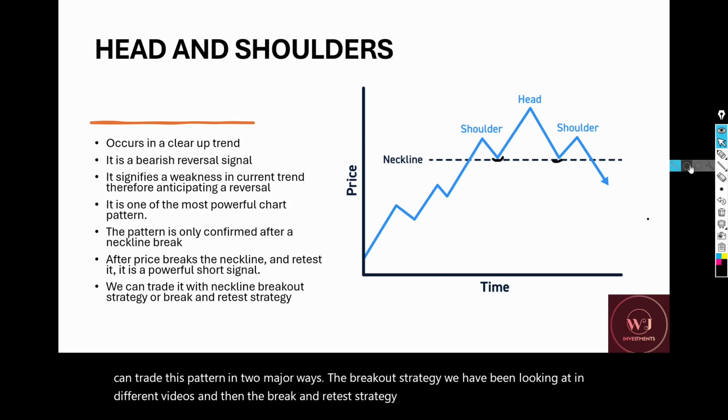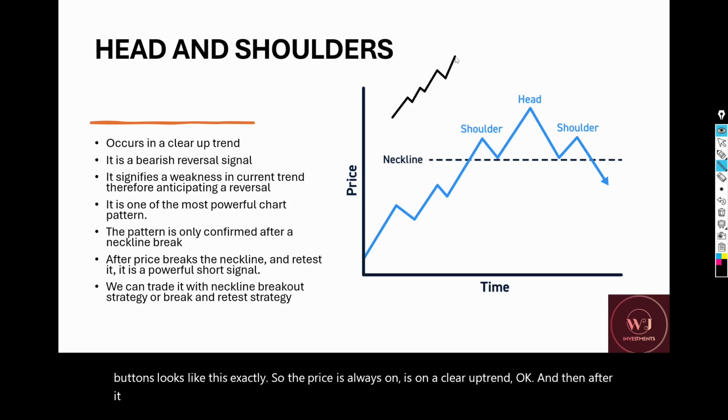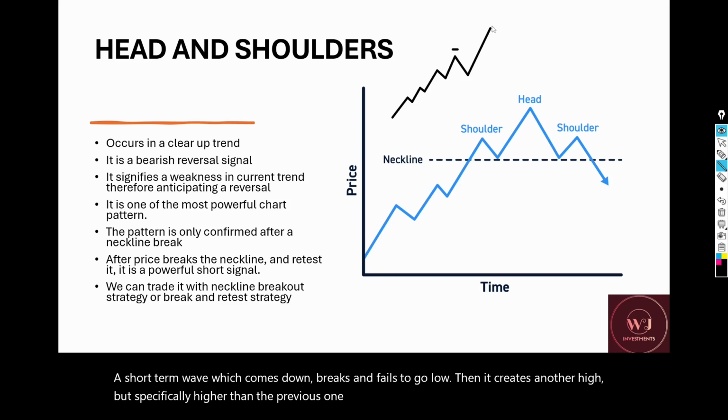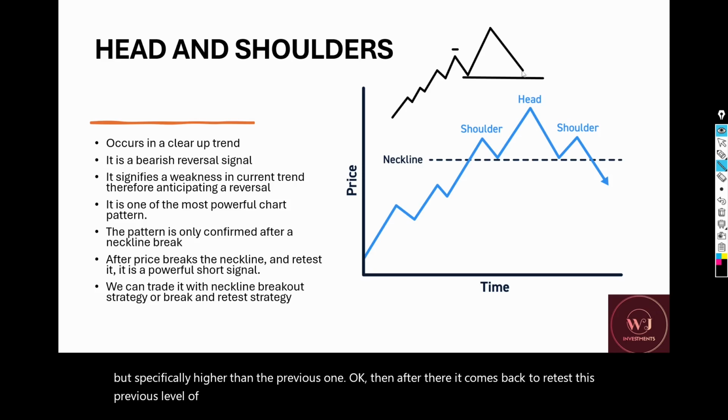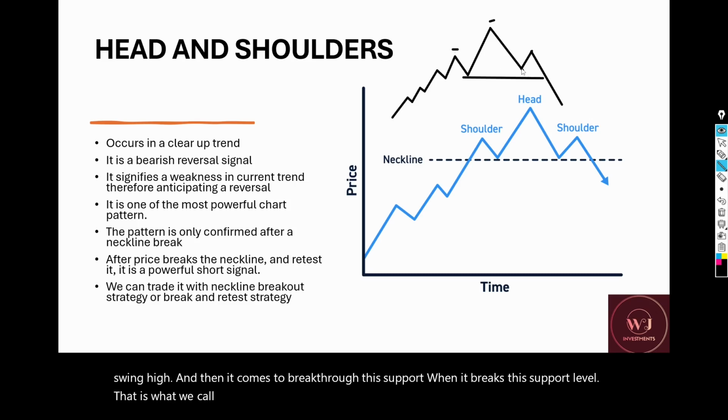Okay. So the head and shoulder chart pattern looks like this exactly. So the price is always on a clear uptrend, okay? And then after it forms a short-term wave which comes down, breaks, and fails to go low, then it creates another high, but specifically higher than the previous one. Okay, then after there, it comes back to retest this previous level of support. So after retesting on it, it goes high but does not reach this previous swing high, and then it comes to break through this support. When it breaks this support level, that is what we call the head and shoulder chart pattern.